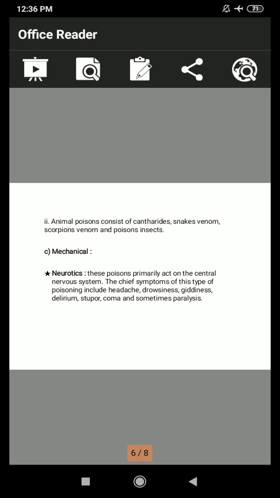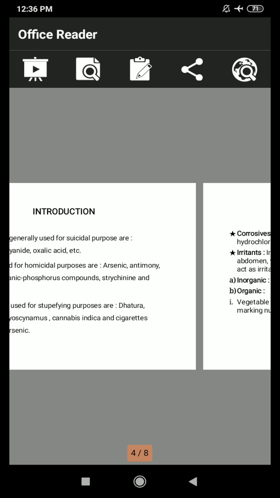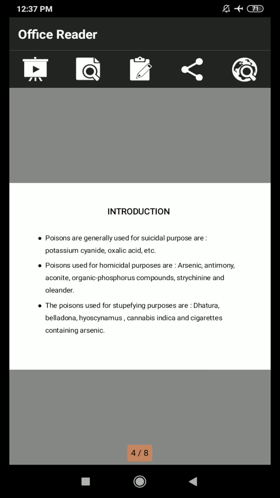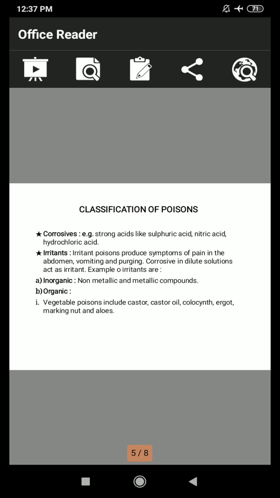I will revise today's part of the lecture. First is the introductory part. In the introduction, poisons are generally used for suicidal purposes, for example potassium cyanide, oxalic acid, etc. Then poisons used for homicidal purposes and poisons used for stupefying purposes. Then classification of poisons, in which there are three main groups: first corrosives, second irritants and third neurotics. Irritants are again divided into inorganic, organic and mechanical.